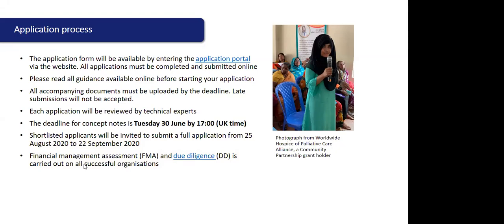Each application is reviewed by technical experts, and every applicant will get tailored feedback after they are notified of the outcome of their application. As I mentioned, the deadline for concept notes is Tuesday the 30th of June, and it is 5 p.m. UK time. So for those based outside of the UK, or if your downstream partner is completing the application form, then it's really important that they note that that is 5 p.m. UK time. And then financial management assessments and due diligence will be carried out on all successful organisations.